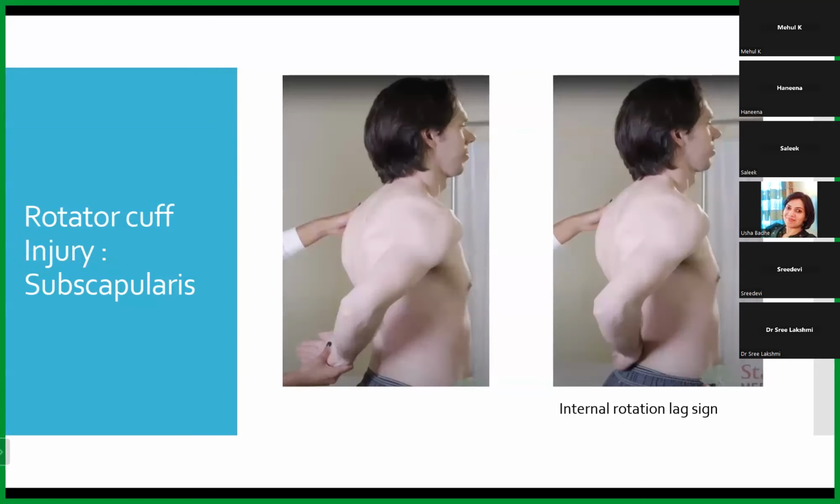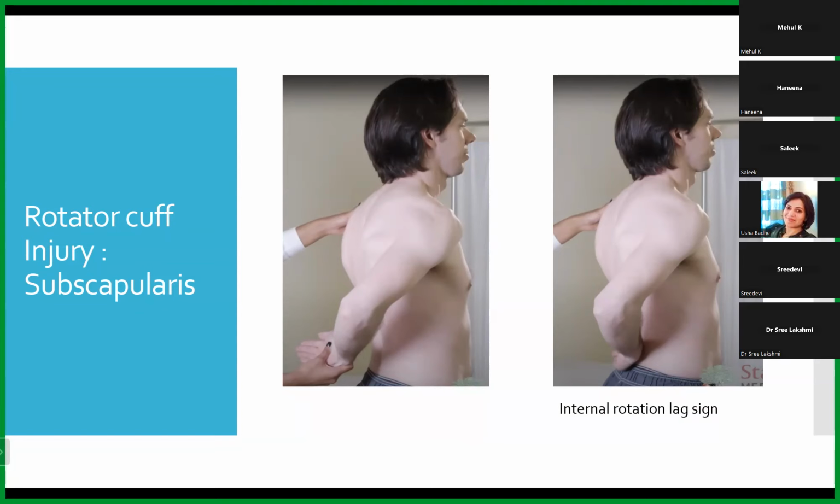Similarly, subscapularis is the fourth muscle. For the position you can see in the first image, you take the patient's arm to that position and ask the patient to maintain it. If the patient is able to maintain that position, that is, the hand is not touching the back, then subscapularis is healthy. But if the patient is not able to maintain that position and the hand goes and touches the back, which is called an internal rotation lag sign, that is suggestive of subscapularis injury.